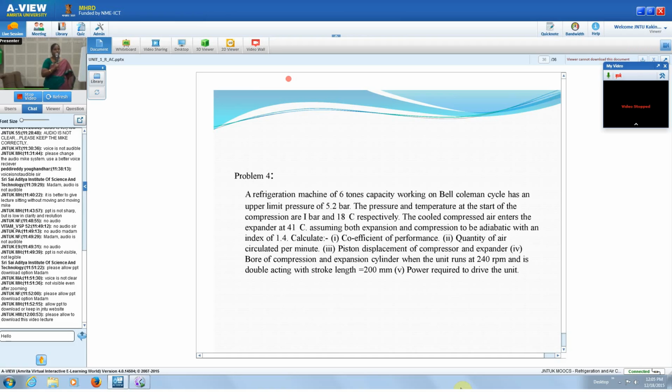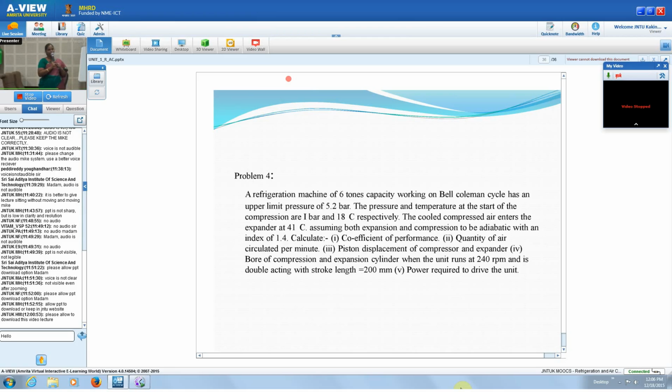A refrigeration machine of 6 tons capacity working on Bell-Coleman cycle has an upper limit pressure of 5.2 bar. So the maximum pressure given is 5.2 bar. The pressure and temperature at the start of compression are 1 bar and 18 degrees centigrade respectively. The cooled compressed air enters the expander at 41 degrees centigrade.